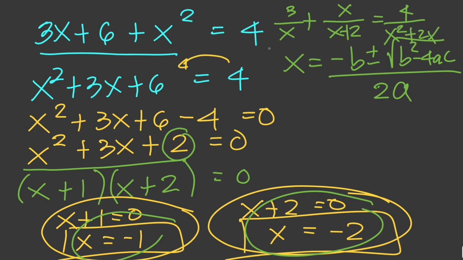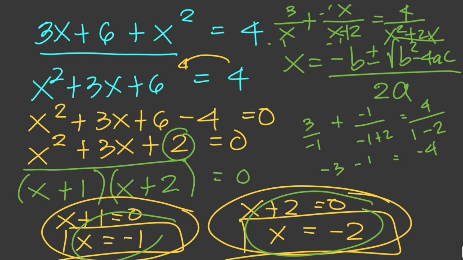If we plug in negative 1 here, that would be negative 3, then negative 1, then 4 over negative 1 squared, that is 1, minus 2. That would give us negative 4 for both sides of the equation. Therefore, x equals negative 1 is a solution to this rational equation, whereas negative 2 is not a solution to the equation.